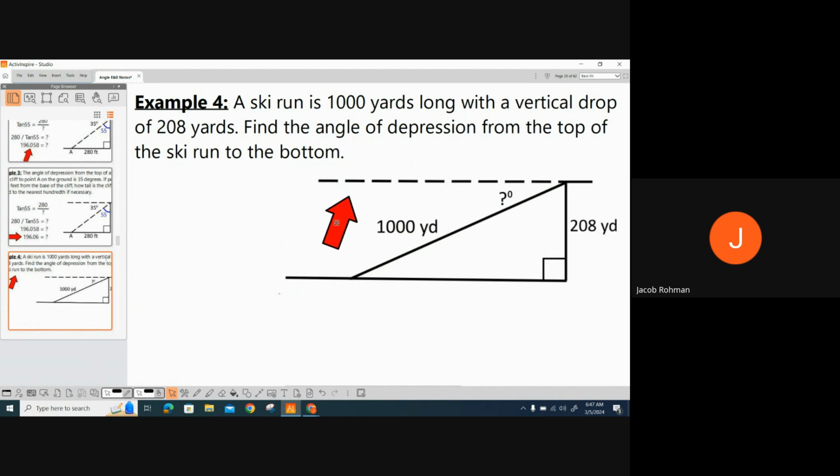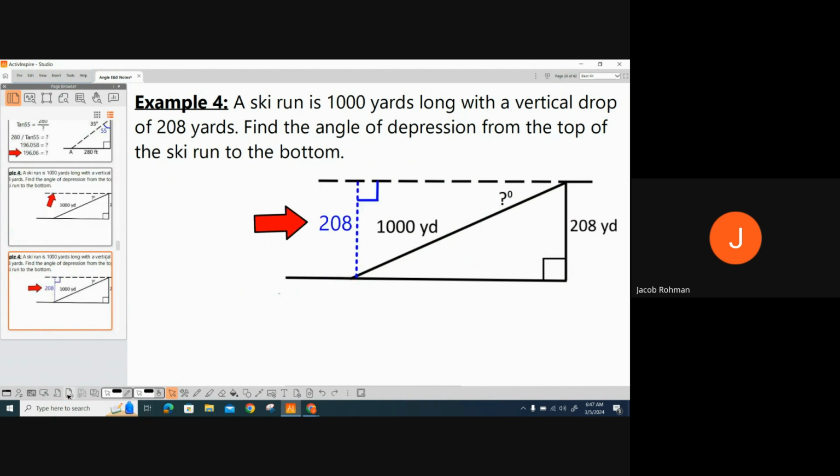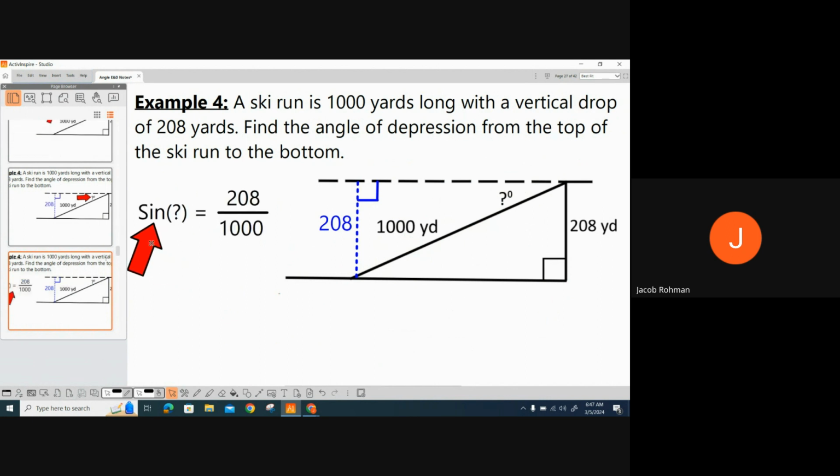Now, what we probably need to do here is fill in a little bit more. This vertical line here is also going to be 208 yards. So that vertical distance over here copies over here, and it still creates a right triangle, as you can see. And then the relationship now between this leg of the triangle, which is actually the hypotenuse, and this leg, which is actually the opposite leg from where this angle of depression is, we're going to use the sine relationship. So sine of the question mark is equal to the opposite leg, 208, divided by the hypotenuse, 1,000.